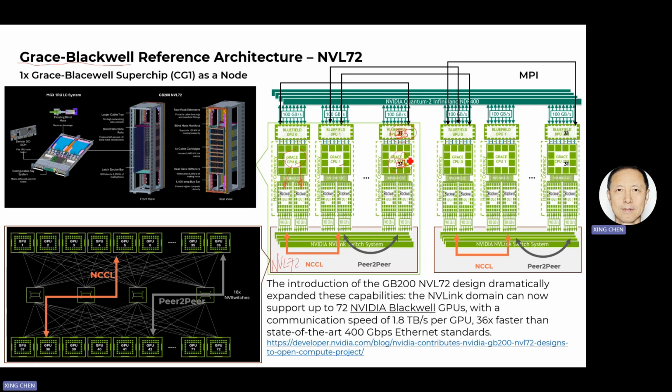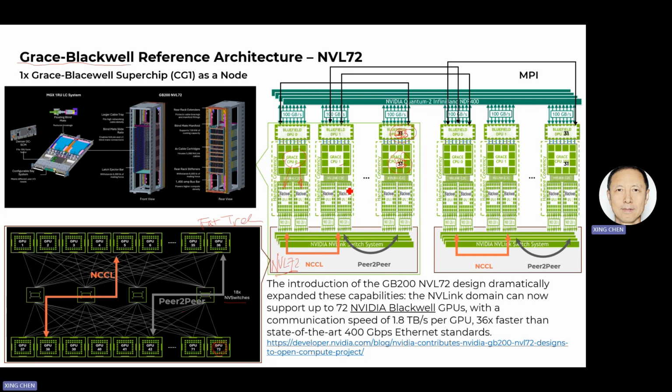So you have 36 Grace Blackwell superchips, and each has two GPUs. That's going to give you 72 GPUs, and you use the NVLink network to interconnect all these 72 GPUs. You are going to have the NVL72 domain with the NVLink interconnection network. Basically, you need 2 times more NVLink switches to connect all these 72 GPUs. And this network is a fat tree network.